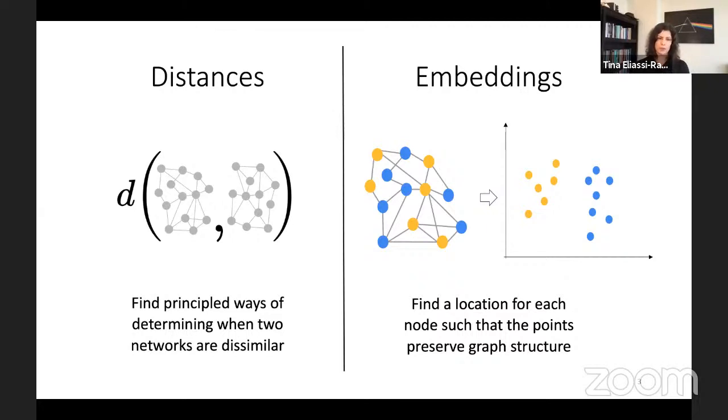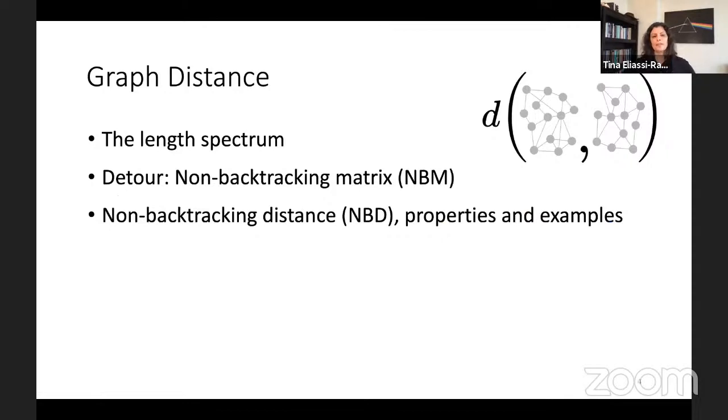For example, you're observing an email network over time and you say, something suspicious happened on Monday. To be able to say that, you have to be able to measure distances between the graphs. Graph distances is a core topic within machine learning and graph mining, and distances in general are a core topic within machine learning and data mining. And then we also looked at embeddings, and I'll talk a little bit about that at the end if I have time. So, graph distances.